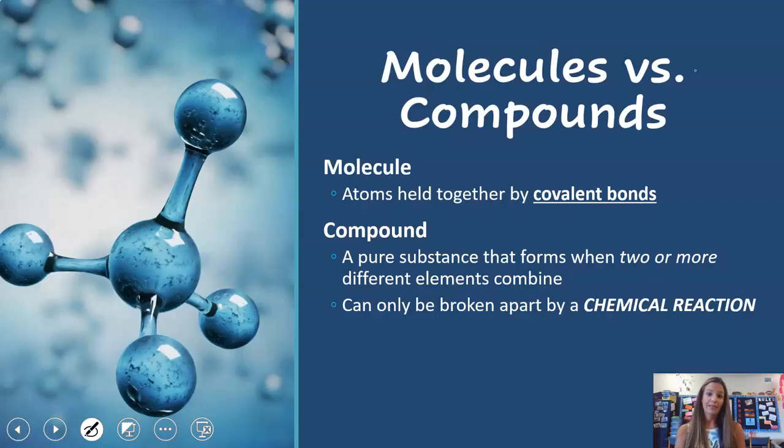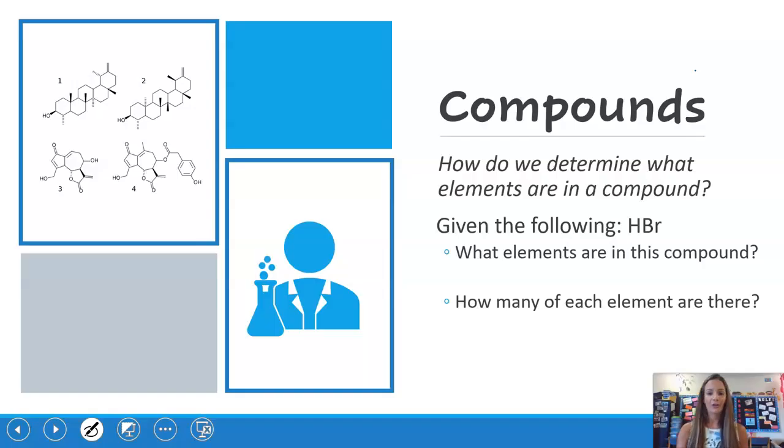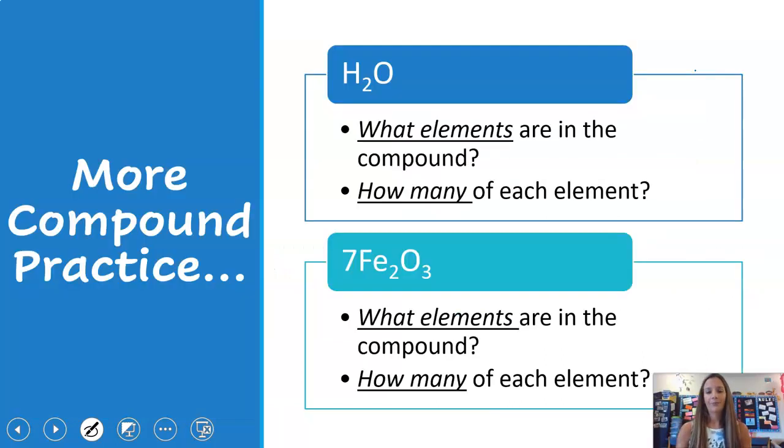Now that we've talked about elements, let's talk about molecules versus compounds. A molecule is where atoms are held together by covalent bonds, but a compound is when 2 or more different elements combine, and this can only be broken apart by a chemical reaction. So how do we determine what is in a compound? When we're given the following compound, HBr, we want to know, first of all, what elements are in this compound, and second of all, how many of each element there are. Take a moment and pause and see if you can answer this. Hopefully you got hydrogen and bromine as your elements, and then there's just one of each in this compound.